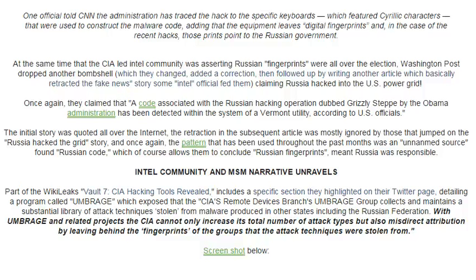But once again, they claimed that a code associated with a Russian hacking operation dubbed Grizzly Steppe by the Obama administration had been detected within the system at a Vermont utility, according again to unnamed U.S. officials.